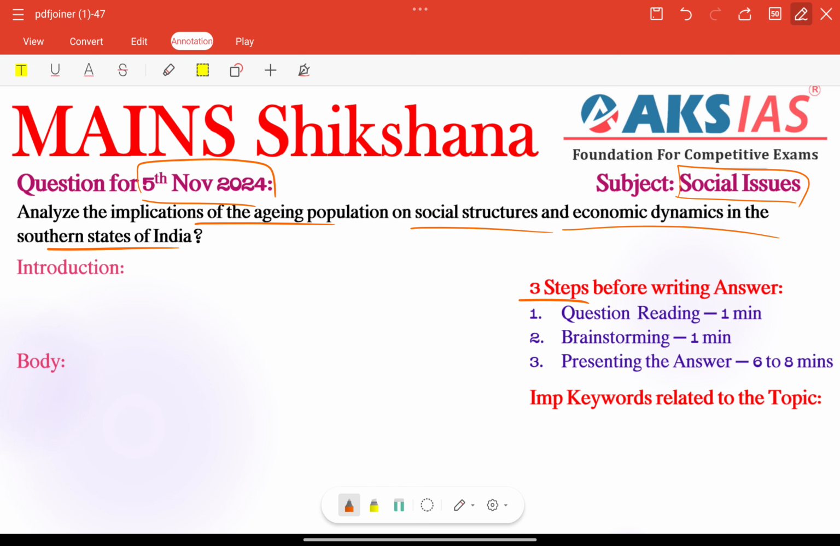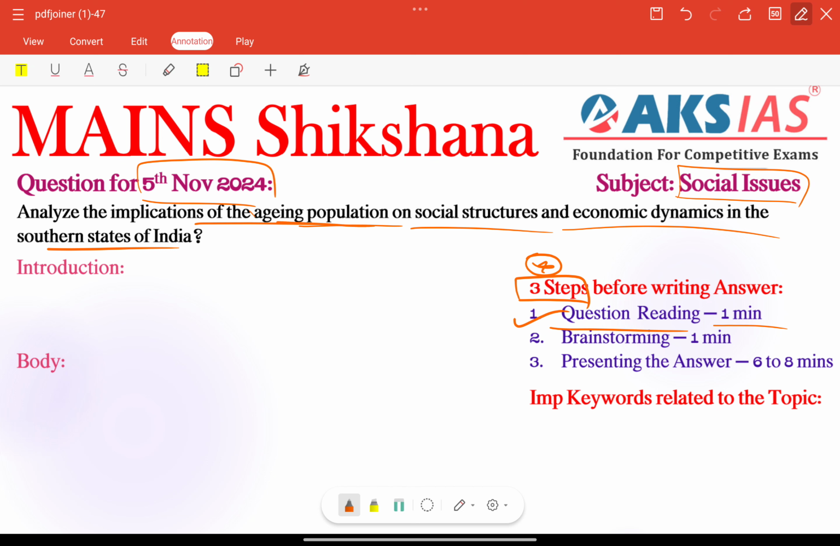So here we are following 3 steps before writing the answer every day, right? Step 1 is question reading. Within 1 minute we need to identify different question tags and keywords here, right? That is the biggest step here. So what is the topic?